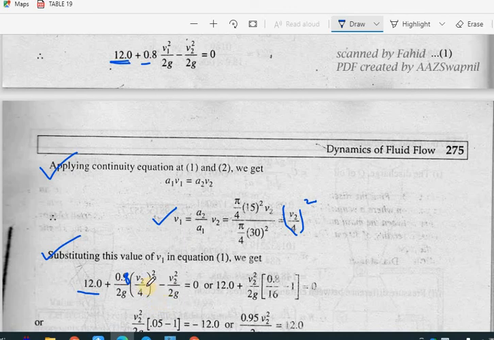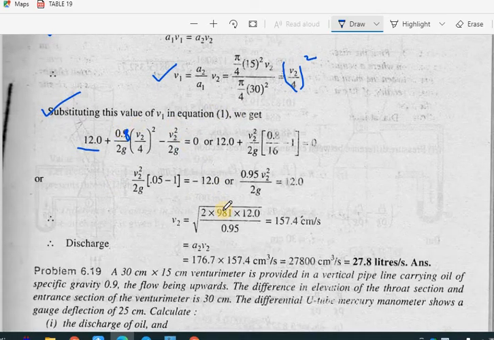Now we are left with only one variable, which is V2. After calculating all this, we can get the value of V2. The V2 value is coming out to be 157.4 centimeter per second.